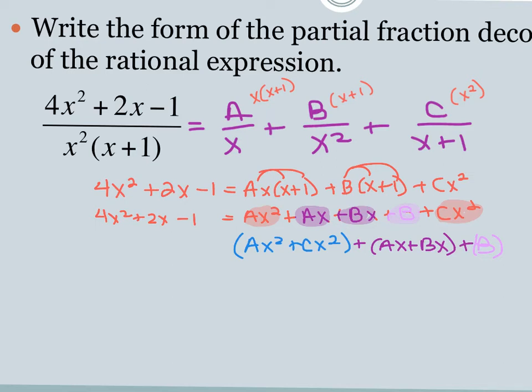So I look at what's over here, right? Which technically would have been x times x times x plus 1. And I just say what's missing from the bottom. So on the first one, I'm missing the second x and the x plus 1. On the second one, I'm missing the x plus 1. And on the last one, I'm missing the x and the x, which is x squared.